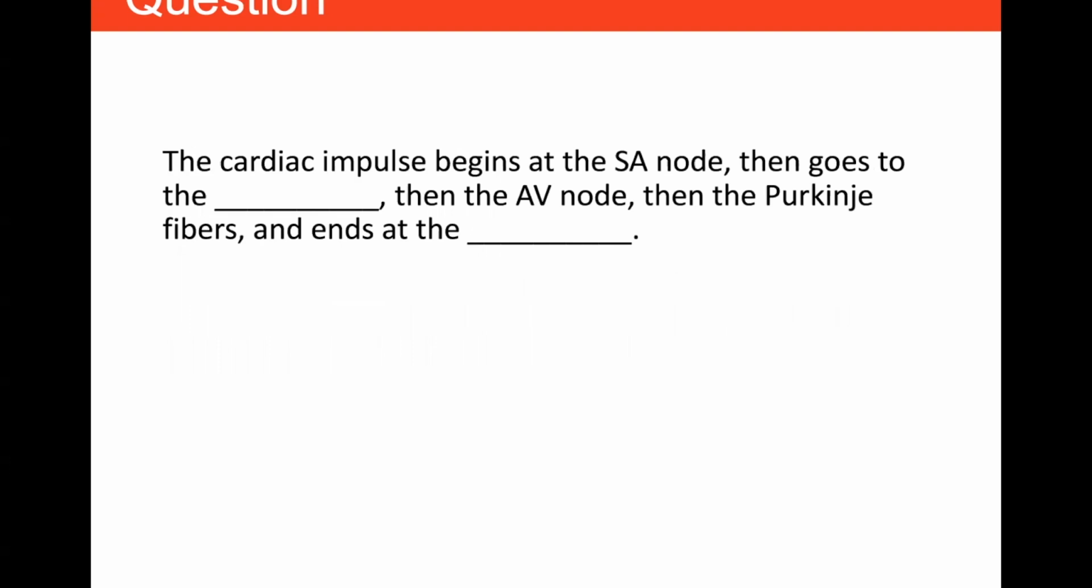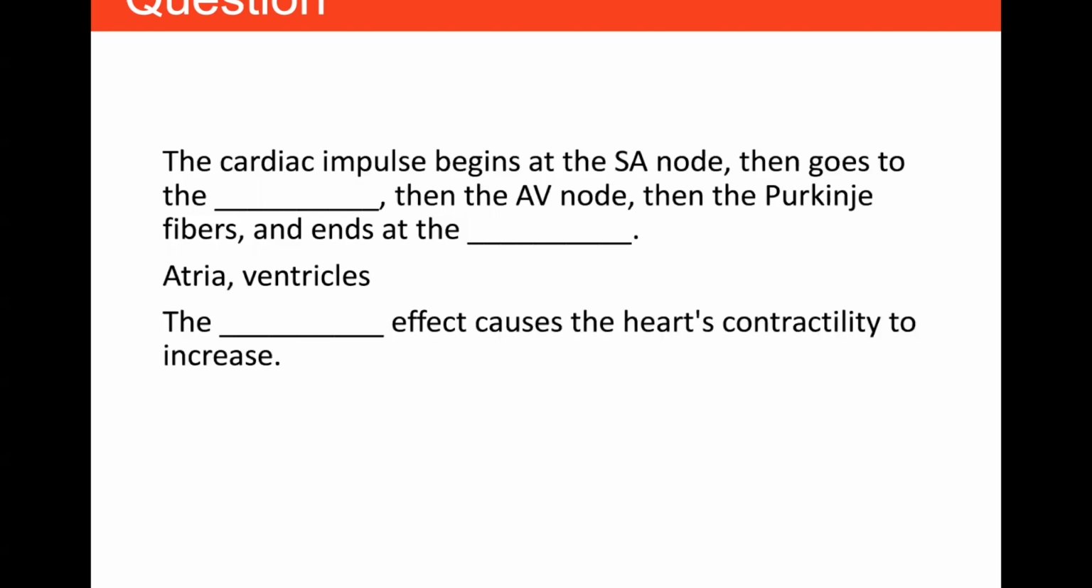The cardiac impulse starts at SA node, then goes through the what, then to the AV node and Purkinje fibers, which you didn't really review, and then ends depolarizing the what. This is simply the atria and the ventricles. That's the order of contraction. A little harder question, sorry, but that's the whole point of these, to really get you to review the material and identify little holes and gaps here.